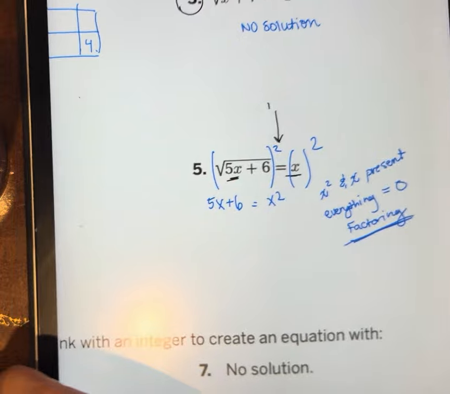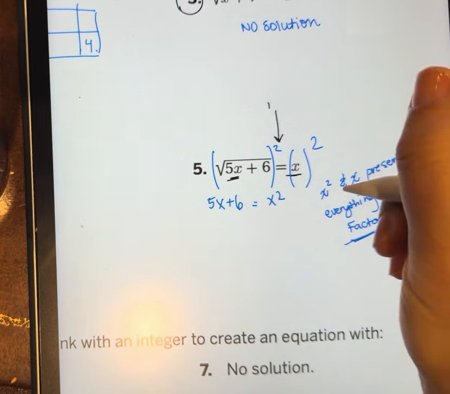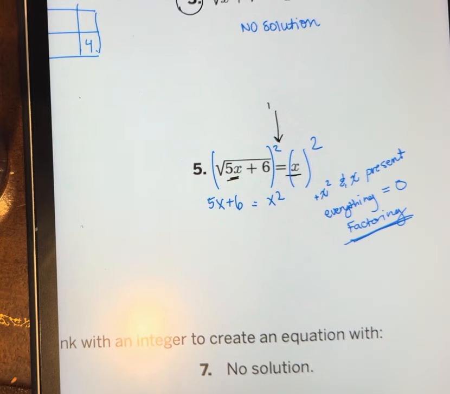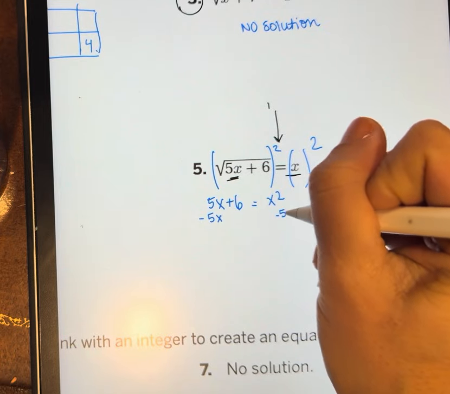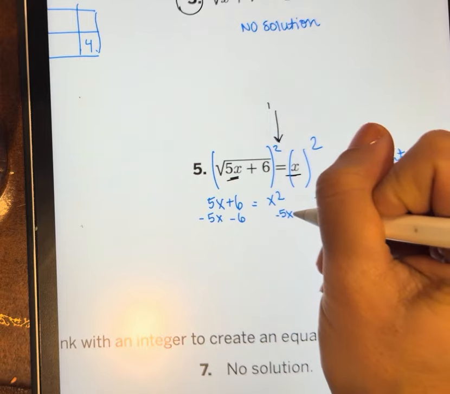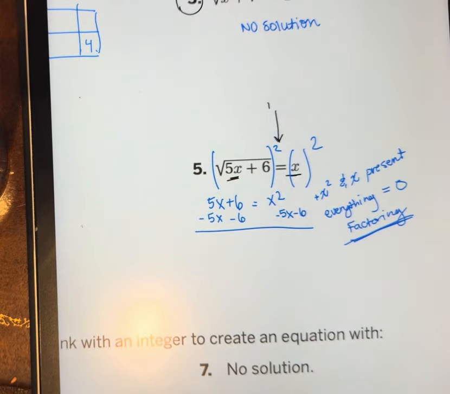All right, here we go. Moving everything to one side. The goal is to keep x squared positive. So it's positive right now. I'm not going to touch it. I'll move the 5x over. I'll also move the 6 over. Okay, I don't want to move the x squared because I don't want to turn it from positive to negative.